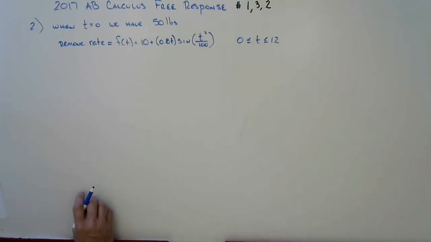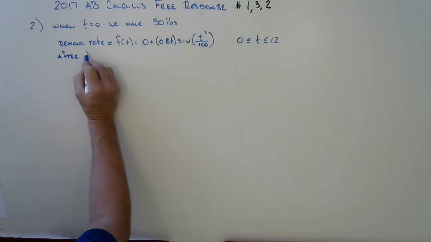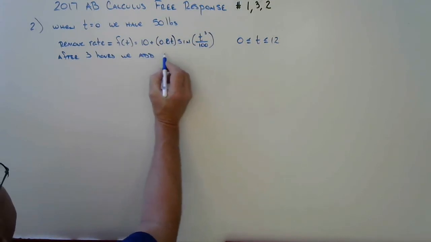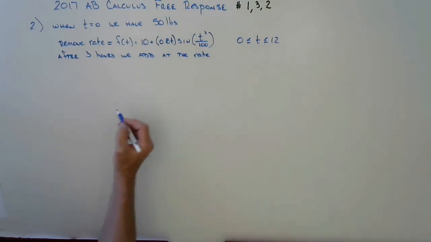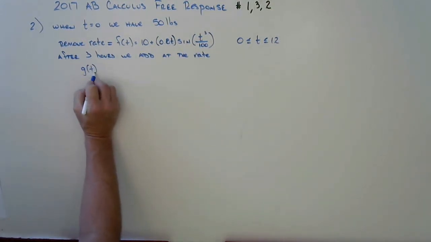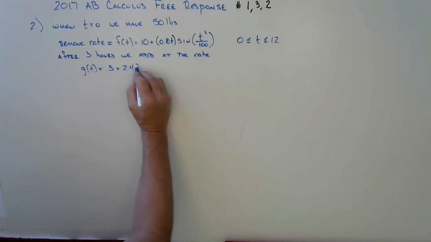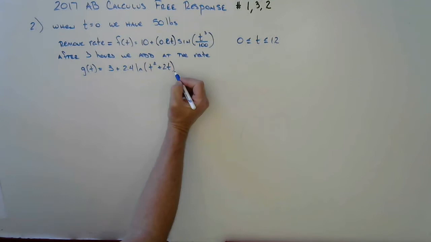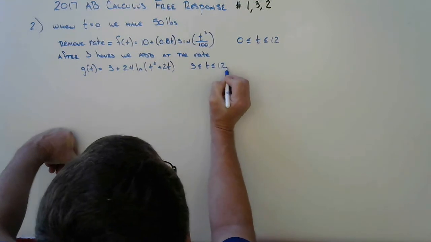After the store has been open for 3 hours, we add bananas to the display. So after 3 hours, we add at the rate g of t equals 3 plus 2.4 ln t squared plus 2t. And this is after 3 hours, so this is from 3 to 12.